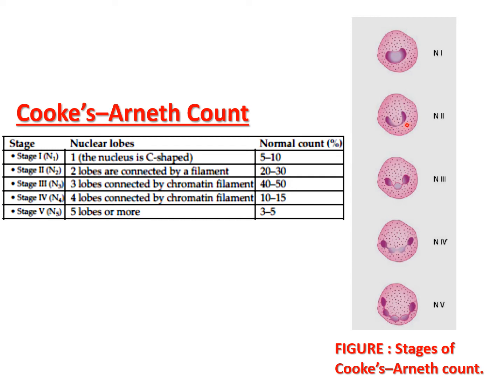So this one is stage 2. Two lobes are connected by a filament. Then stage 3 or N3, three lobes are connected by chromatin filament, normal count 40 to 50%. Then stage 4 or N4, four lobes are connected by chromatin filament and the normal count is 10 to 15%. Stage 5 or N5, 5 lobes or more, and the normal count is 3 to 5%.